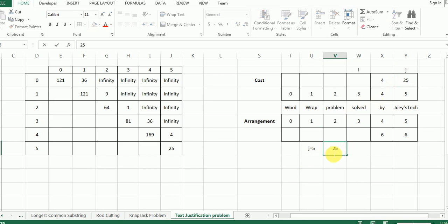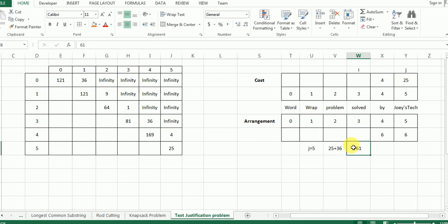Okay, so the cost of 3 to 4, because the split is at 5, that means the cost is going to come out as 36. The total cost will be 61. So whenever the split is at 5, that means joystick is moving to the next line, then the cost is going to come out as 61.